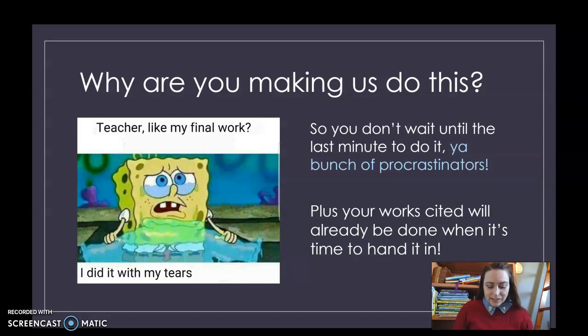Another reason I do this is that your citations are written and ready to go when you start working on your papers. Then all you have to do is copy and paste the citations straight into the final draft. It will really save you time later.